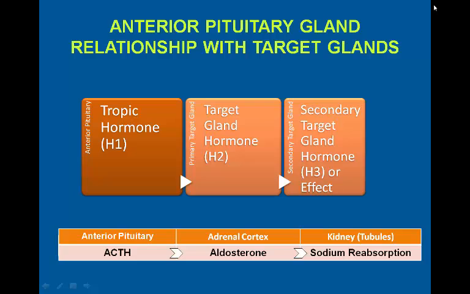To illustrate this general example, we have at the bottom the anterior pituitary secretes ACTH, which travels to the adrenal cortex, causing it to release aldosterone, a hormone. That hormone travels through the blood to the kidneys and causes the kidneys to reabsorb more sodium.